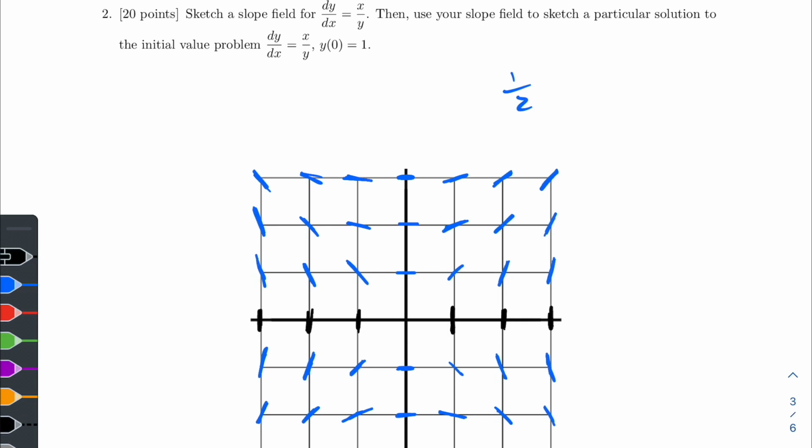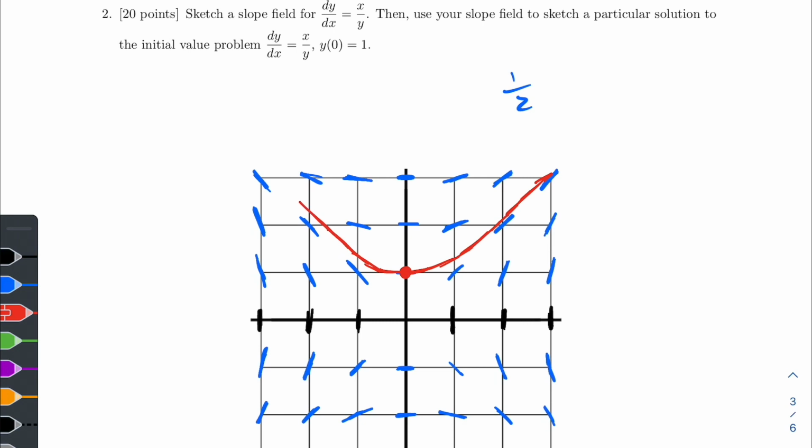And let's now use this to sketch a solution to the IVP y of 0 = 1. So we're at the point x = 0, y = 1. So x = 0, y = 1, we're right here. So we have to go through this point on the graph. And the slope field tells us how to draw our solution curve. So it has to be kind of flat over here and then just flowing along the slope field. So it should do something like this.